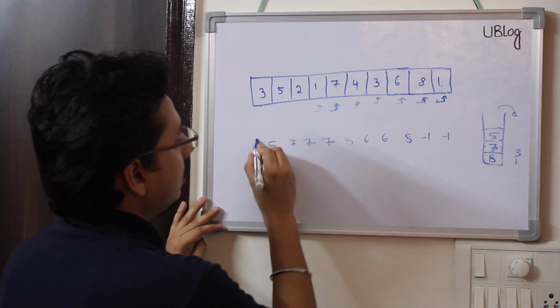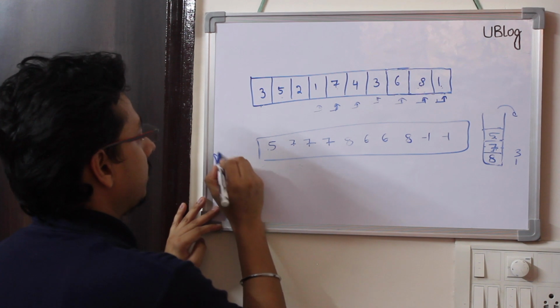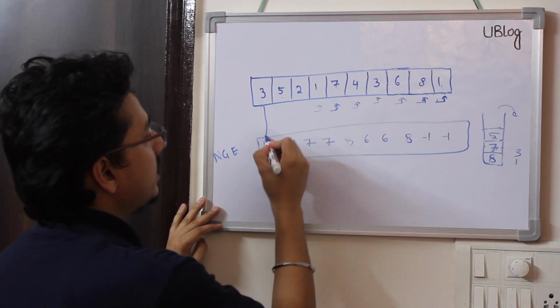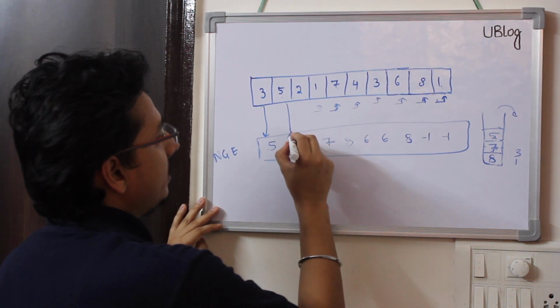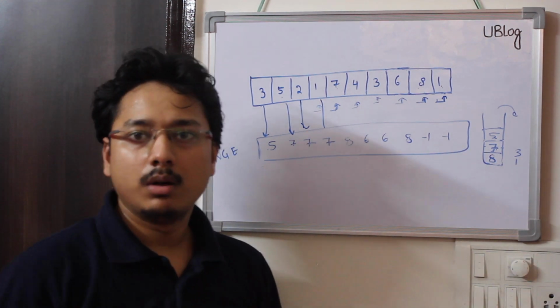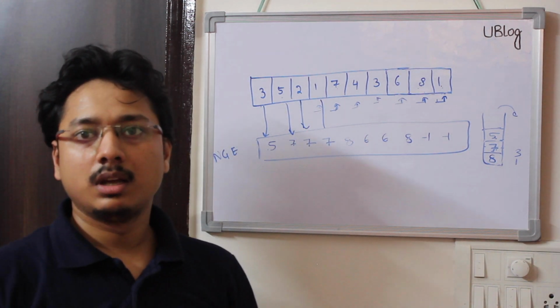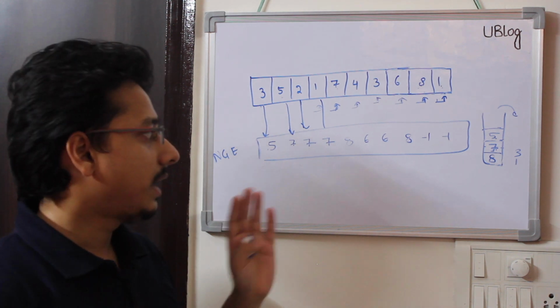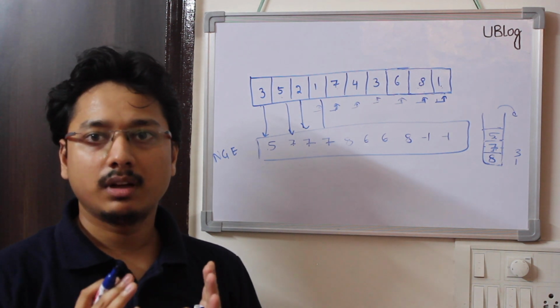So now I have my NGE array, the next greater element. So for 3, next greater element is 5. For 5, next greater element is 7, 2, 7, and likewise. So this is how we are able to solve this question in linear time and with extra space which is proportional to the size of array.